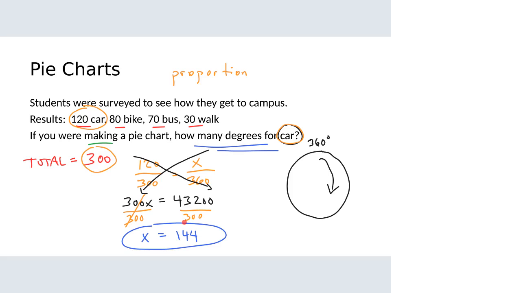We could do the same thing with bike, bus, and walk. The only thing that would change is the number that goes here, because it's how many did that compared to the total. How many degrees should it get out of the total number of degrees?